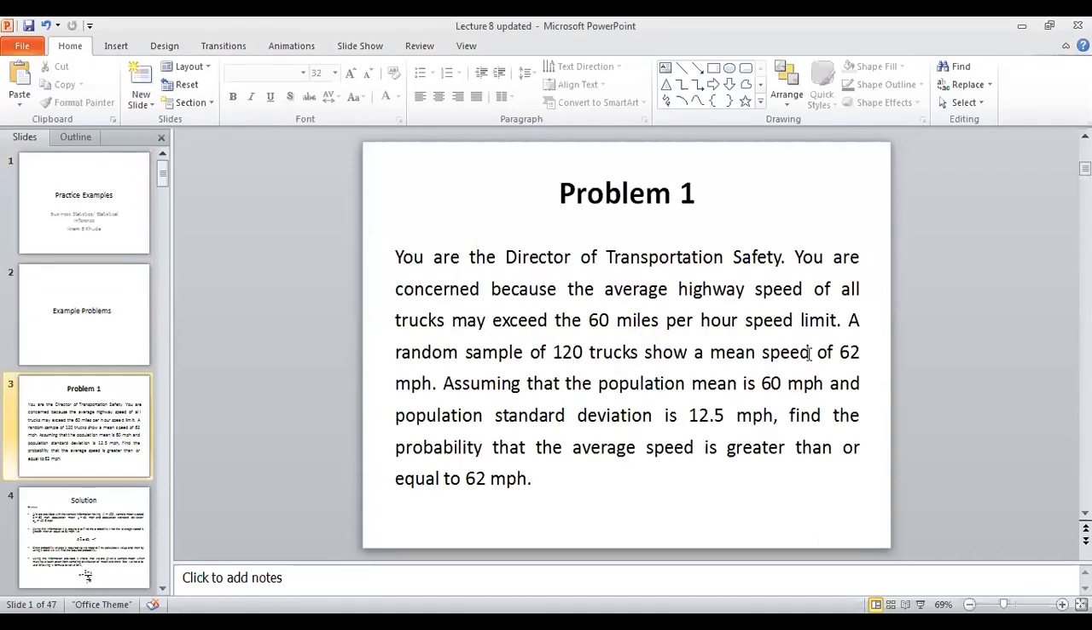The first problem that we have in hand is: you are supposed to be a director of transportation safety, and you are concerned because the average highway speed of all the trucks may exceed the 60 miles per hour speed limit. A random sample of 120 trucks shows a mean speed of 62 mph. Mph is for miles per hour. Assuming that the population mean is 60 mph and the population standard deviation is 12.5 mph, we have to find the probability that the average speed is greater than or equal to 62 mph.